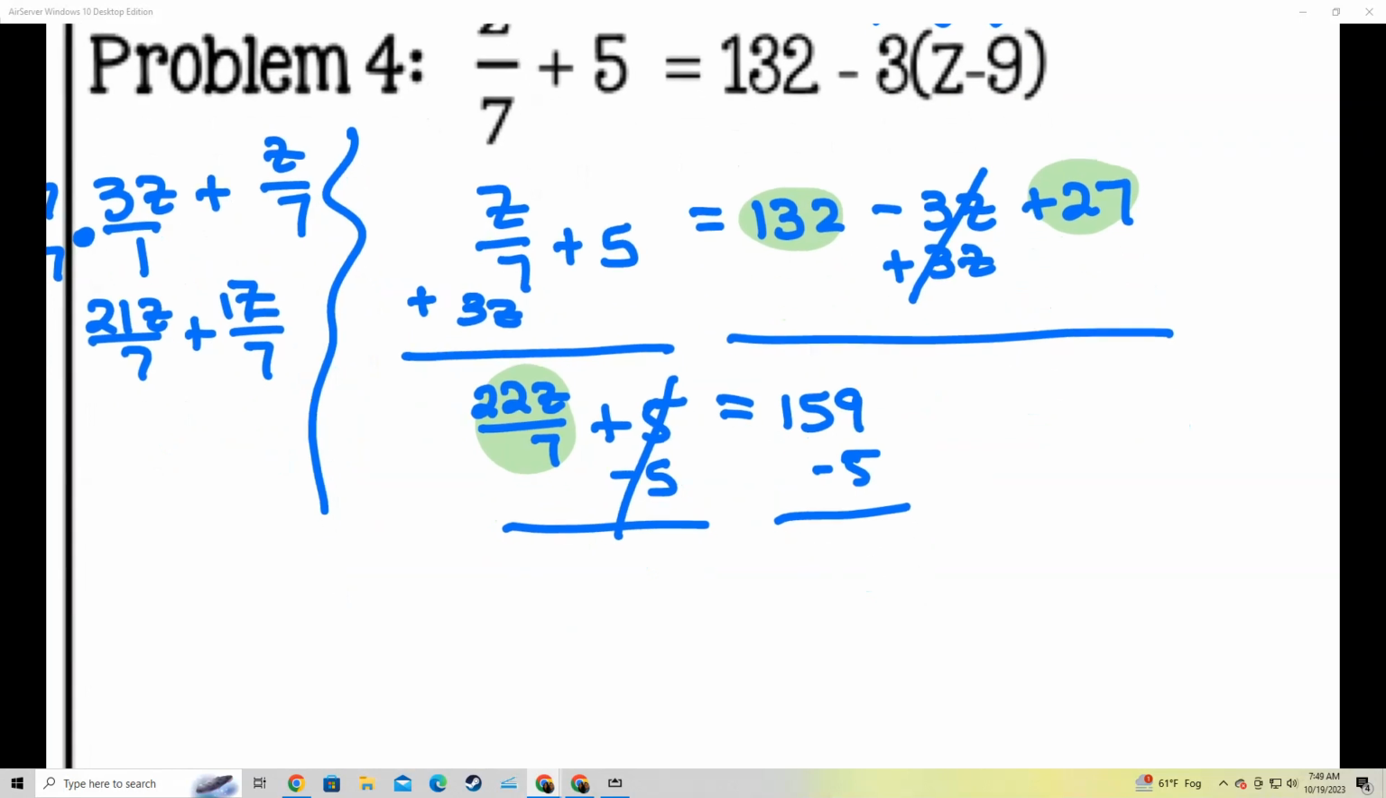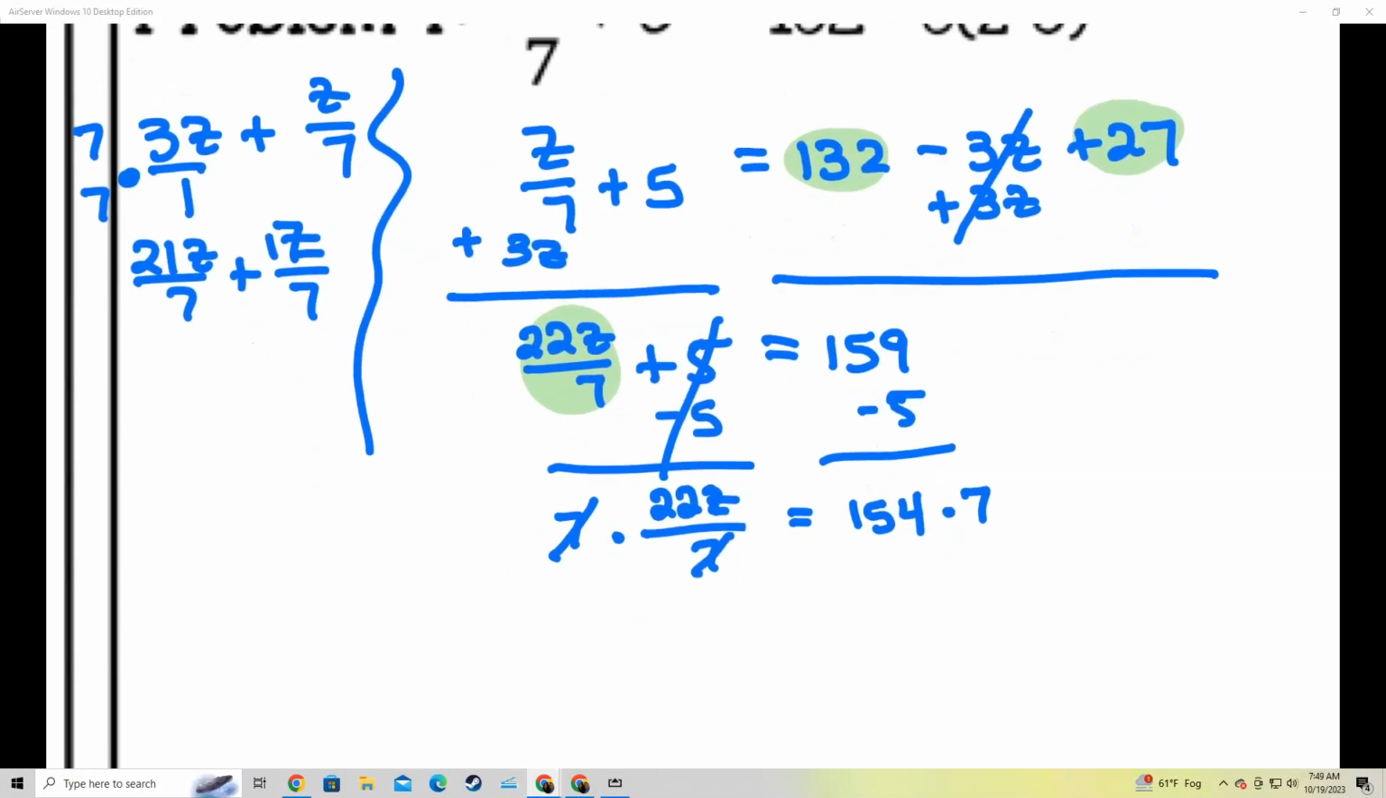These are going to cancel. I get 22z over 7 is equal to 154. We're going to multiply both sides by 7. These are going to cancel. Again, a lot of side work on this one. So 154 times 7. Let's see what that gives me. 154 times 7. That's going to give me a 28. Bring up the 2. 5 times 7 is 35, plus 2 is 37. Bring up the 3. 1 times 7 is 7 plus 3. That's a 1,078.